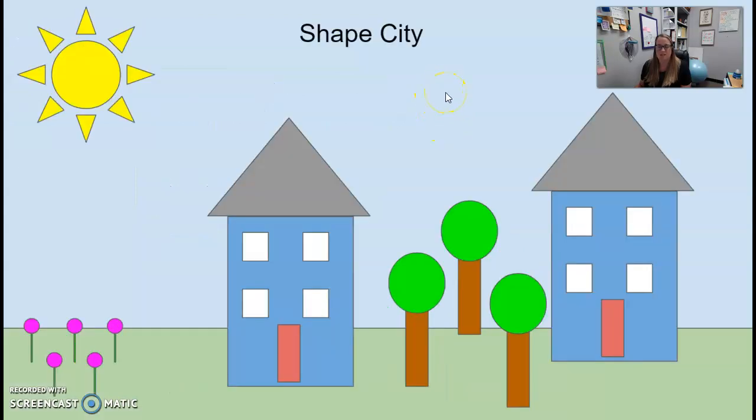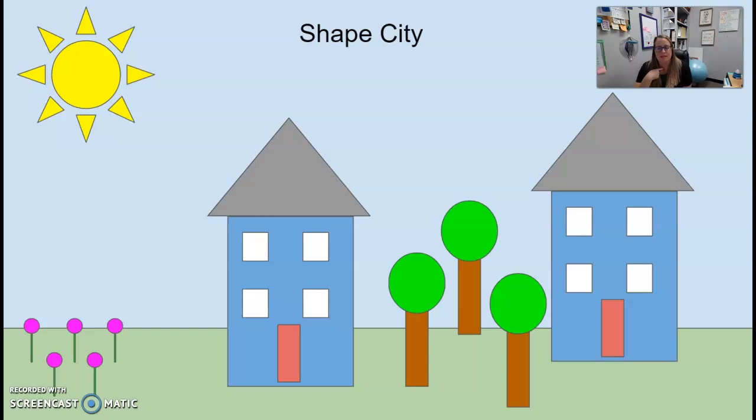So here is Shape City. Let's look at it really carefully. What are some things that you notice about Shape City? What shapes do you actually see? I want you to do what we've been doing, and I want you to turn and talk to somebody, and tell them, what do you notice and what shapes do you see? All right, come back to me in 3, 2, 1. Eyes and ears on me.